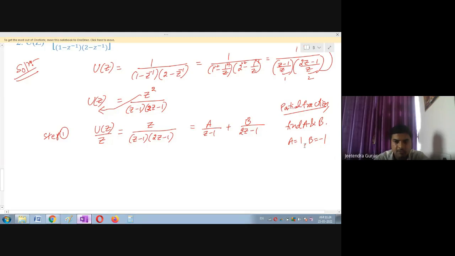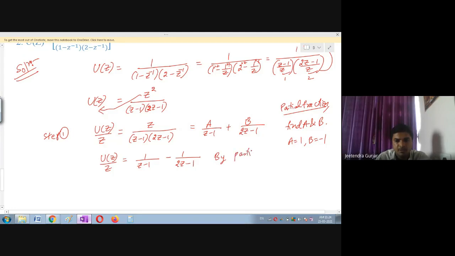Yes, you must be fast in this partial fraction because only in one step you will get the values. So U of z divided by z is equal to 1 divided by z minus 1, minus 1 divided by 2z minus 1, students. Is it clear? Okay, so this is by partial fraction.